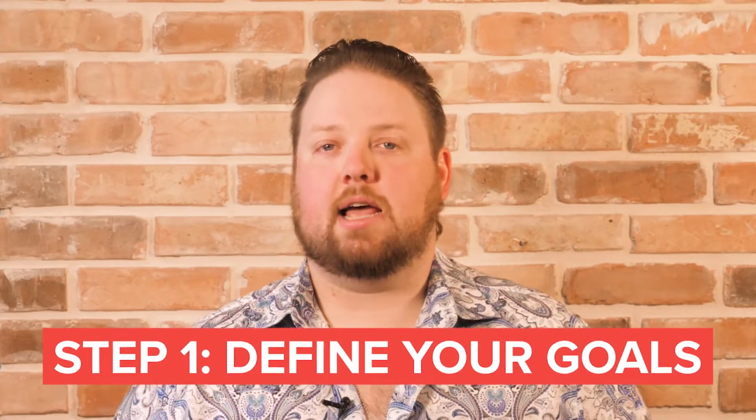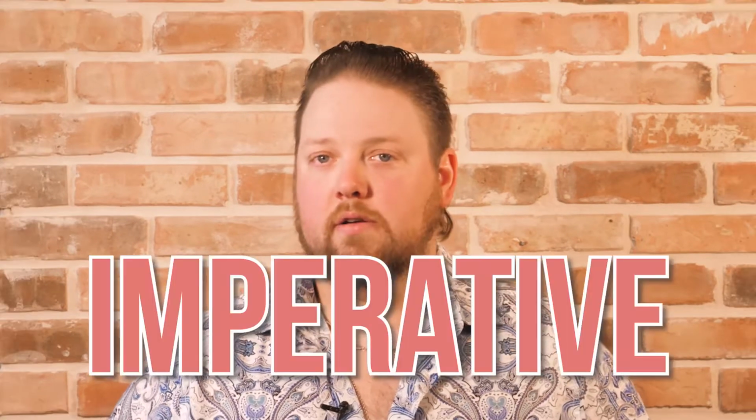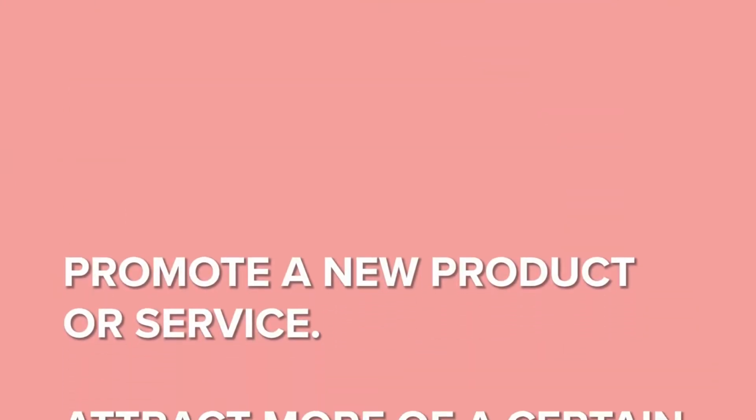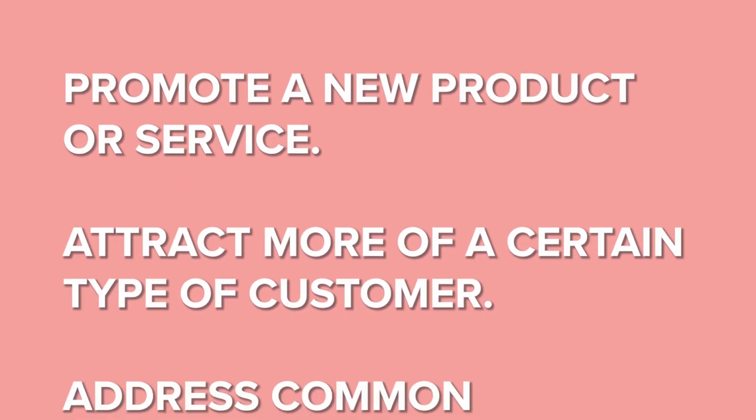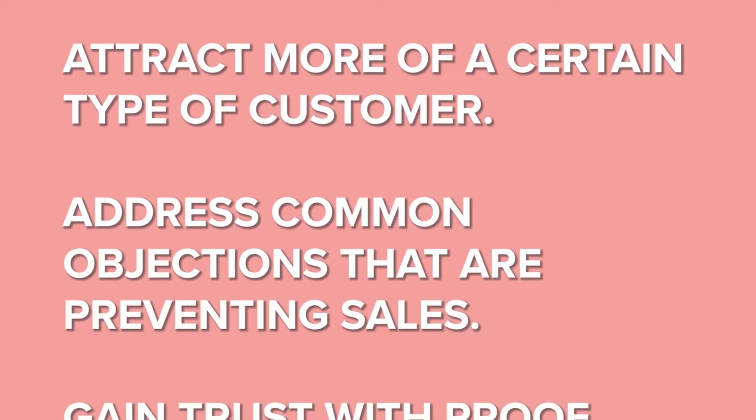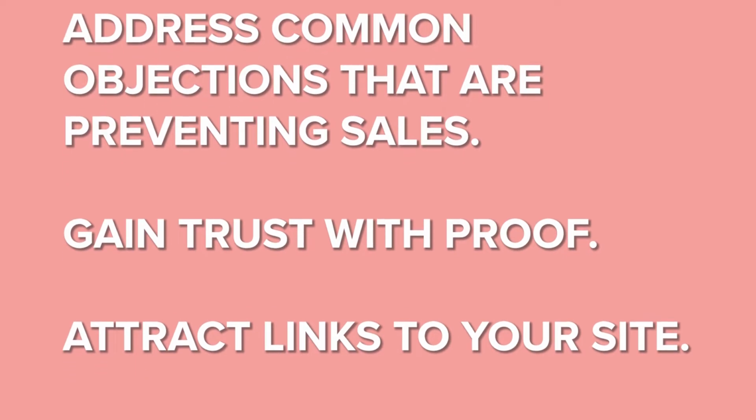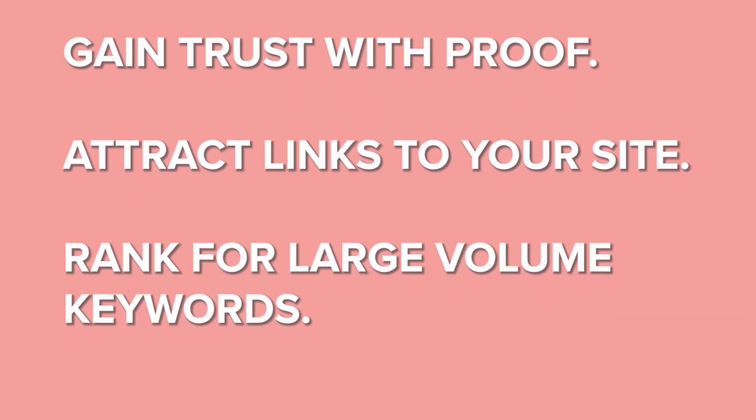Here is an overview of how content marketing works at a high level. Step 1. Define your goals. The first step is to decide what you want to accomplish with your content marketing. If you miss this step, you may end up creating a ton of content that doesn't produce results, so it's imperative to define your goals clearly. Here are some examples of goals to think about. Promote a new product or service, attract more of a certain type of customer, address common objections that are preventing sales, gain trust with proof, attract links to your site, rank for large volume keywords. When you define your goals clearly from the beginning, it makes it a lot easier to determine what content needs to be created.